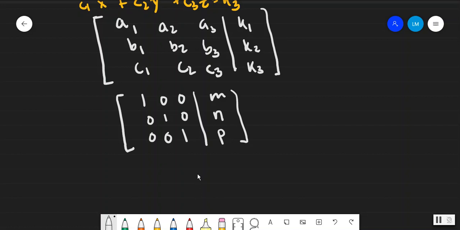Now for this, the solutions are as follows: x equals m, y equals n, and z is equal to p. Now in this case, this is our solution.